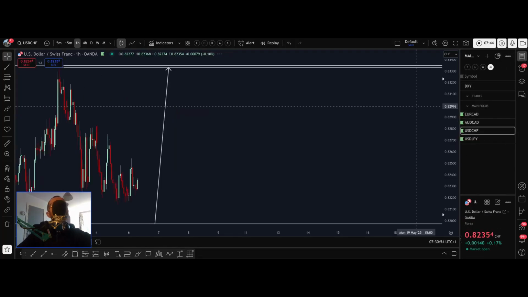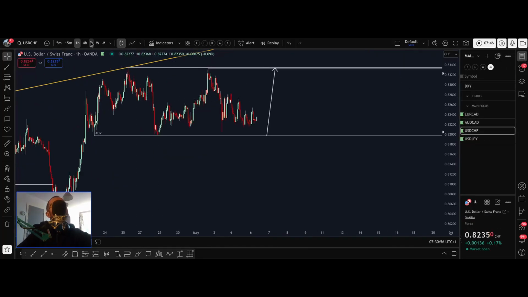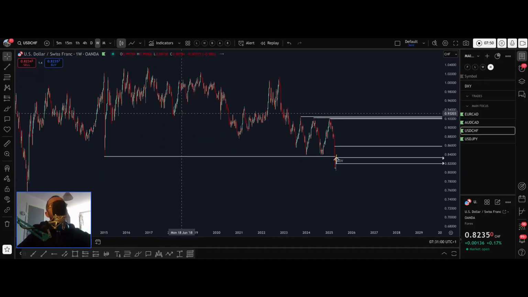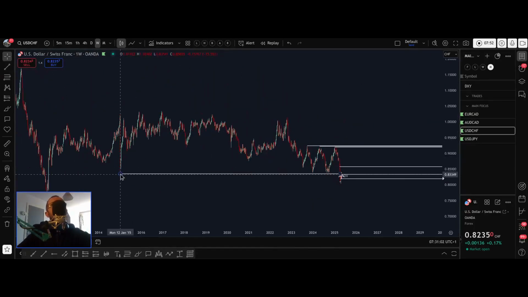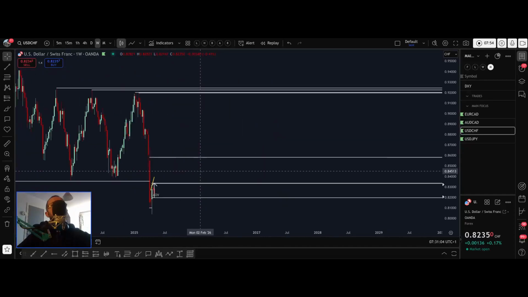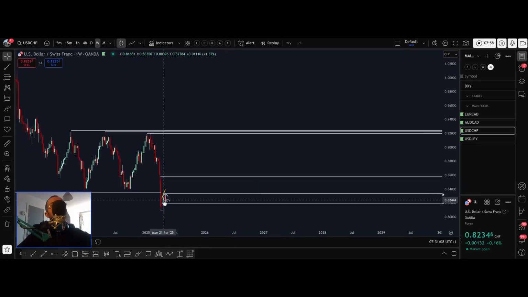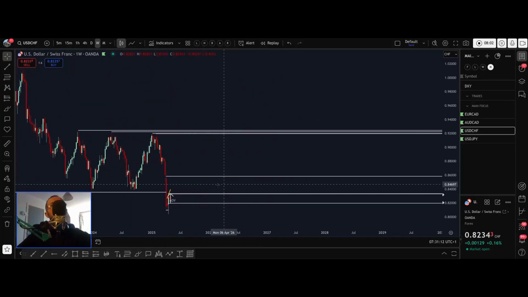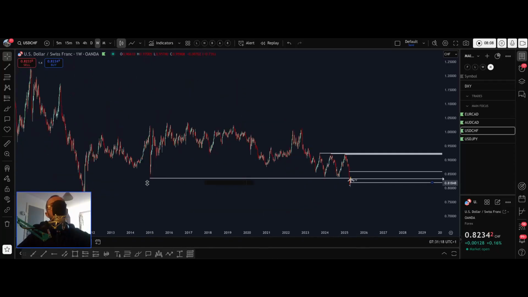Dollar Swiss. Okay, dollar Swiss, if we zoom out. So dollar Swiss, you can see we've broken below here. And look at the weekly close we had, this weekly close, okay? This looks like a washout candle. Although we're still trading below here, this is the sort of candle that we would typically see if we're going to move to the upside, but we don't always move to the upside straight away.